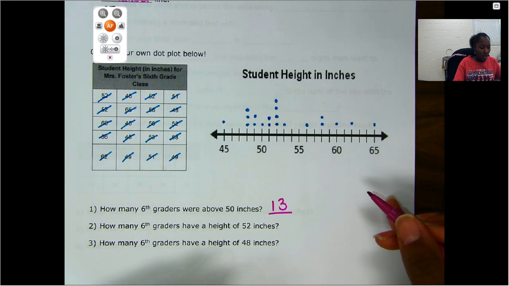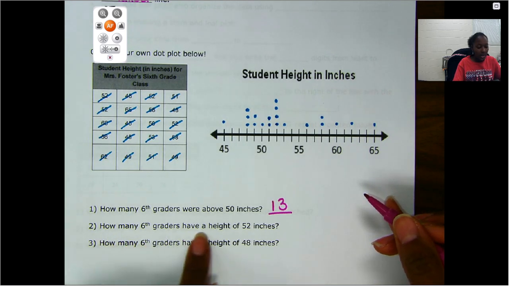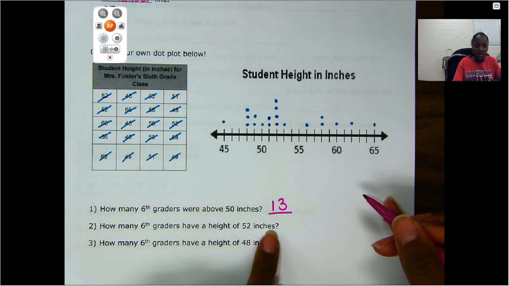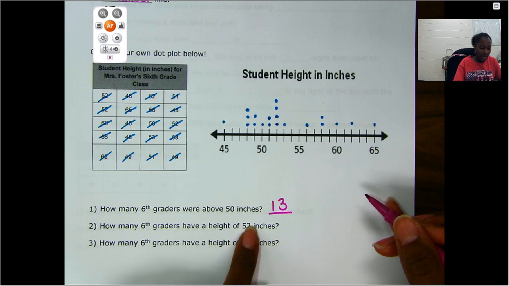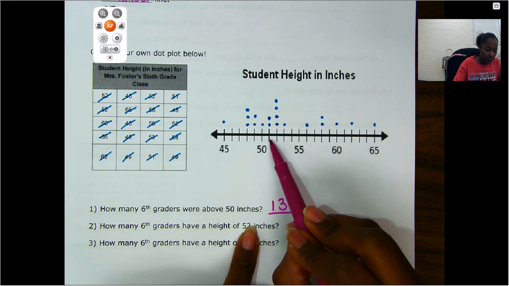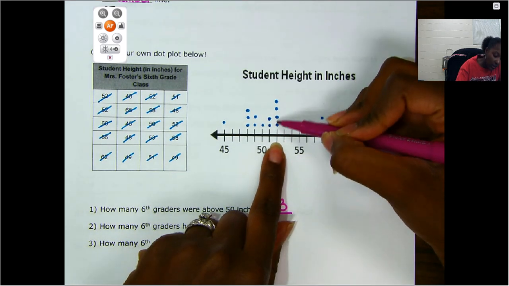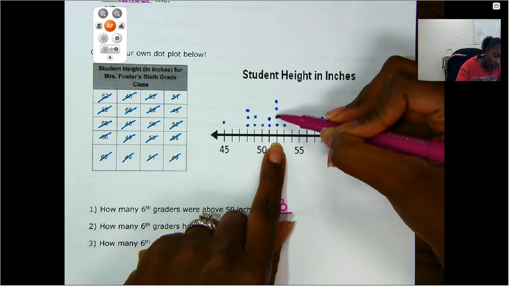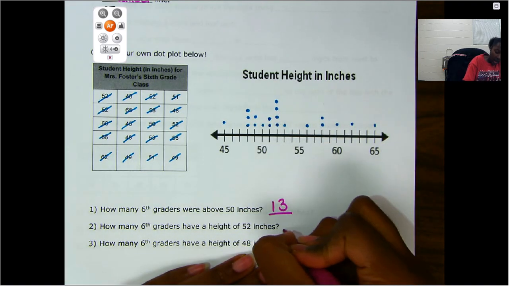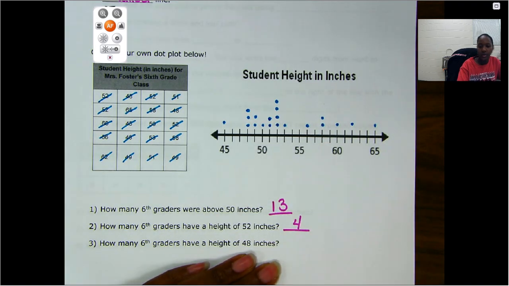Okay. Our next question, how many sixth graders have a height of 52 inches? So they want to know 52 exactly. Okay, so here's 50, 51, 52. So they want all the dots that are above the 52 here. So 1, 2, 3, 4. So we have 4 sixth graders that have a height of 52 inches.